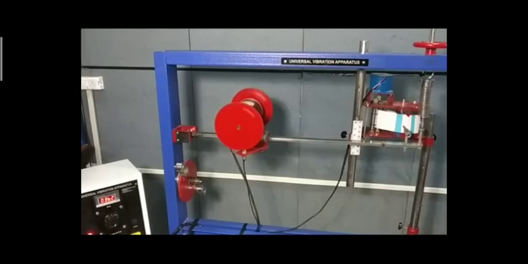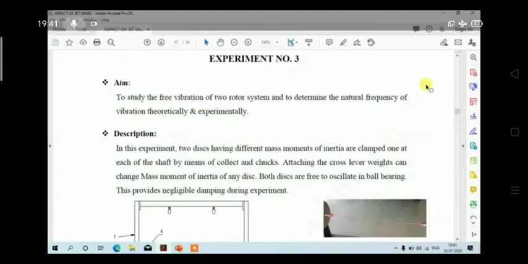Therefore, the system has only 1 degree of freedom, and as we have observed, the natural frequency of the system is around 4 Hz, and when I am giving a forced excitation of 240 RPM, the system is in a resonating condition.